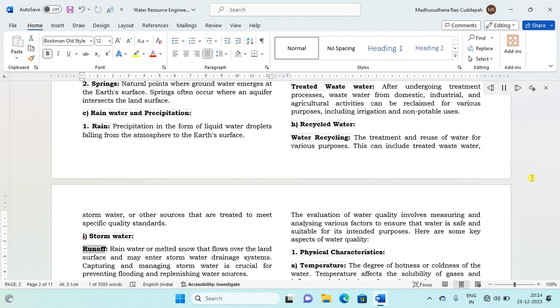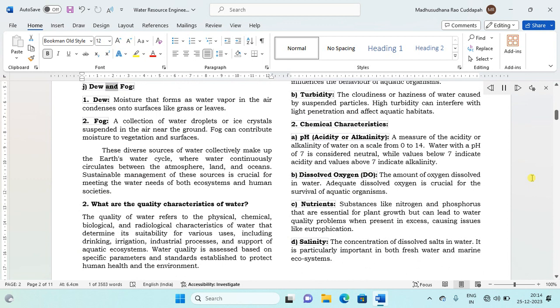I. Storm water. Runoff, rainwater or melted snow that flows over the land surface and may enter storm water drainage systems. Capturing and managing storm water is crucial for preventing flooding and replenishing water sources. J. Dew and fog. 1. Dew, moisture that forms as water vapor in the air condenses onto surfaces like grass or leaves. 2. Fog, a collection of water droplets or ice crystals suspended in the air near the ground. Fog can contribute moisture to vegetation and surfaces.